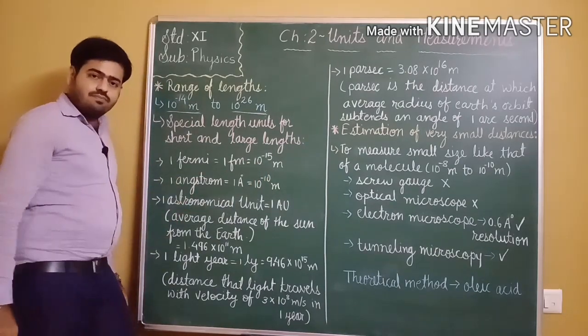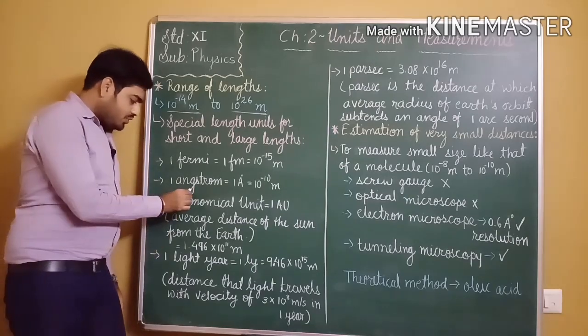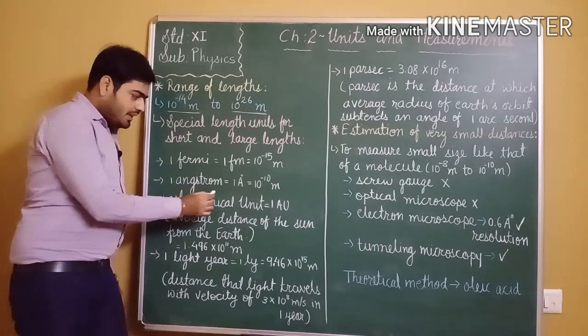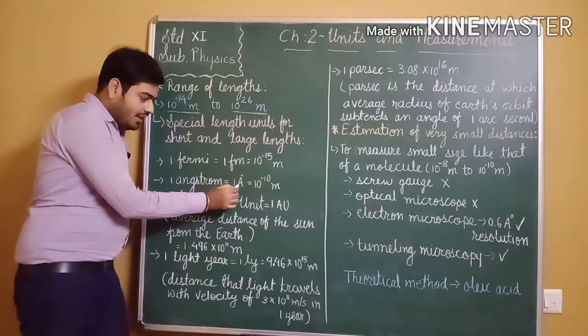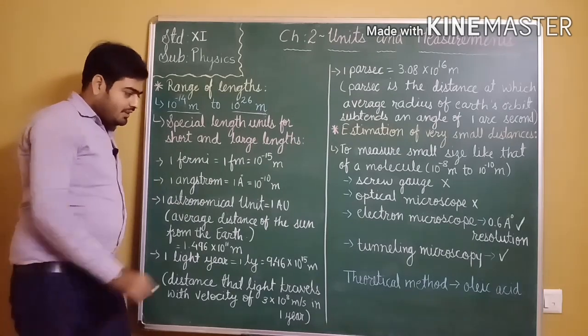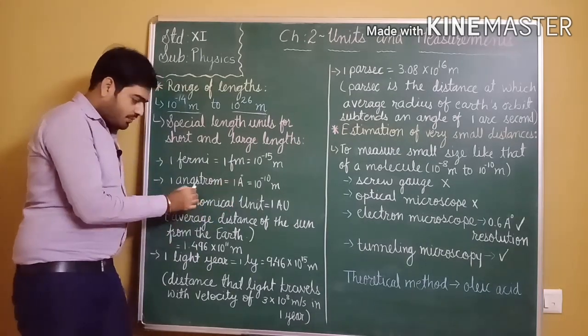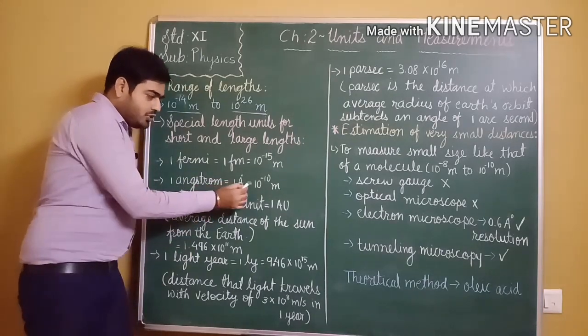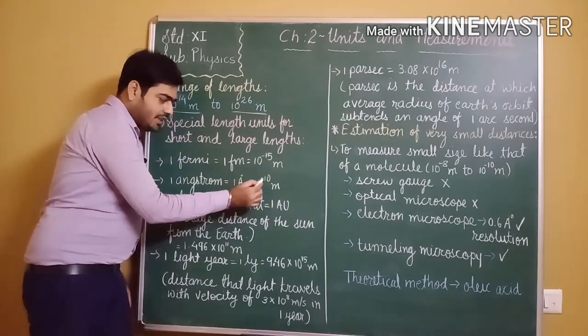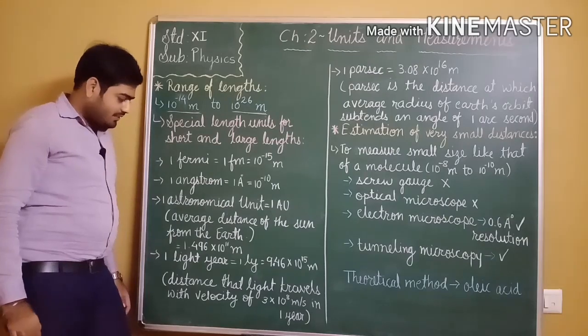1 angstrom is also a unit of length. 1 angstrom is denoted by A, with one small circle put on A. This is the symbol of angstrom. The value of 1 angstrom is 10 raised to minus 10 meter.